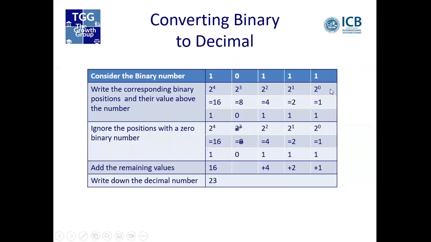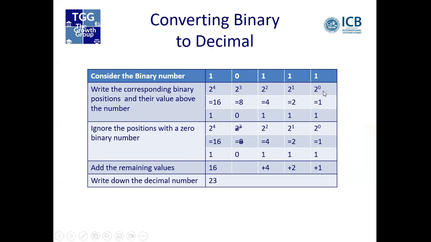Now let's look at what we do if we want to convert a binary number to a decimal. So I've given you a binary number there. It's the binary number 10111. Okay. So what do we do? We write the corresponding binary positions and their value above the number. So there's the number. I've just repeated the number 10111.